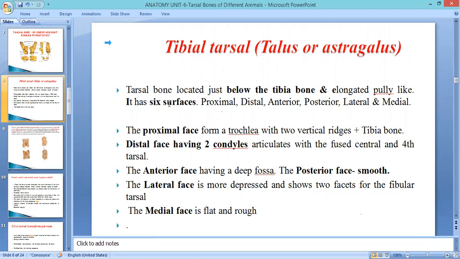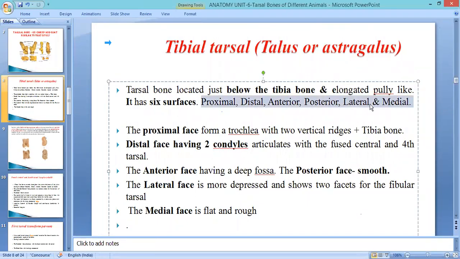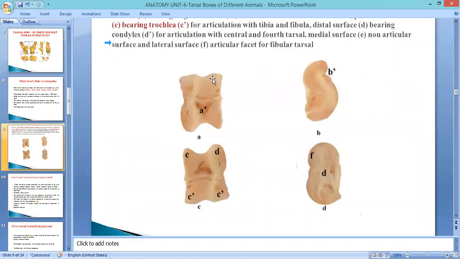So this tibial tarsal is located just below the tibia bone. We have already discussed, elongated pulley-like structure, and for description, it contains 6 surfaces, which we have already described in the picture: proximal, distal, anterior, posterior, lateral, and medial. And what are the structures on these surfaces? The proximal face has a trochlea with 2 ridges, which articulate with the distal end of the tibia. You see here, this is the proximal end and this is the distal end.